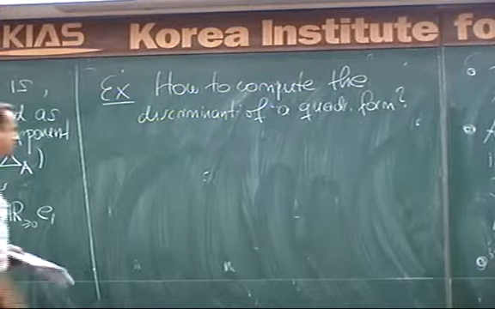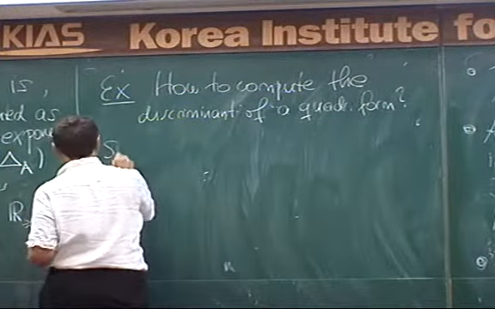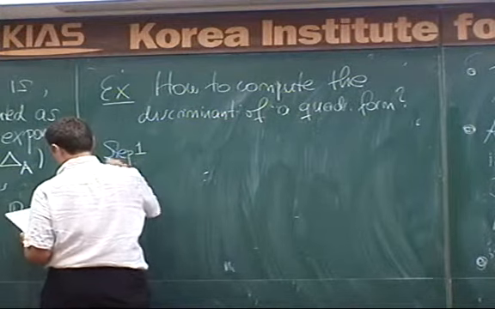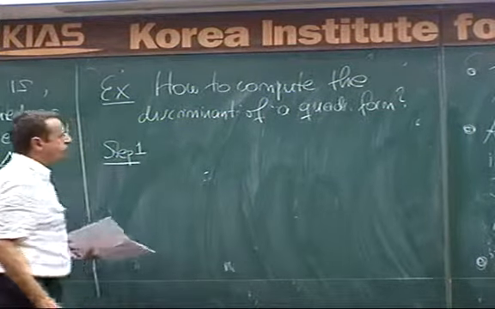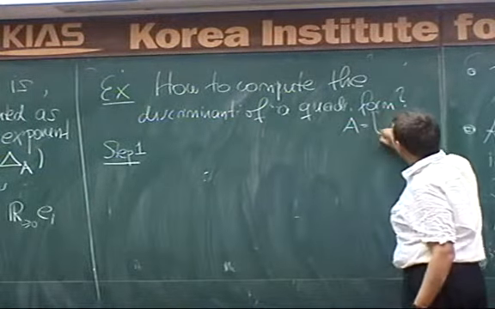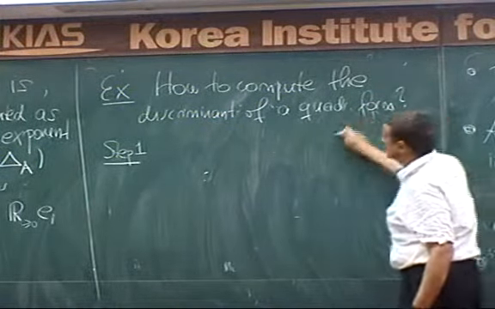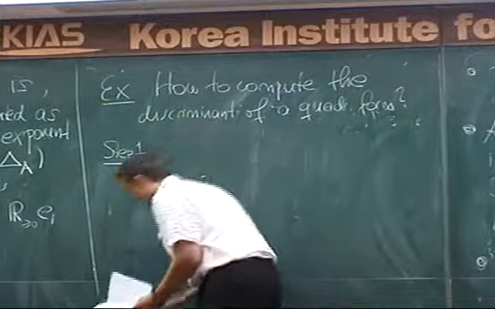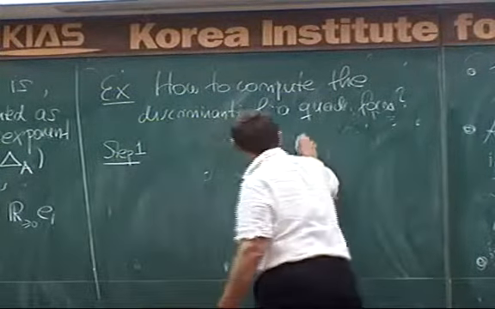Okay, so step 1. Well, first of all, you need to know what A we are talking about, right? So the A we're talking about is this A. So I have to start telling you what A is, right? So A is this.